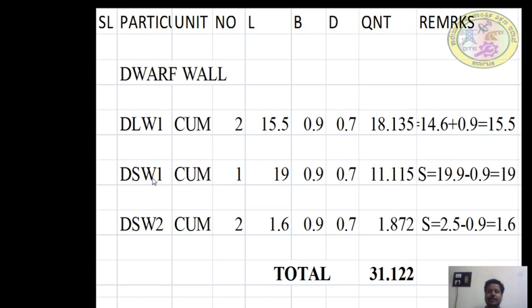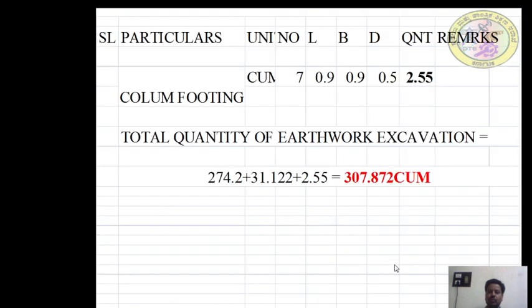So DSW1 in cubic meter, one number. Consider 19.9 minus 0.9, the short wall minus the breadth, so it equals 19. So 19.9 into 0.9 into 0.7. In the same way, calculate the dwarf short wall 2 in two numbers, 1.6, 0.9 into 10. The total quantity is 31.22. Adding those, the last one, column footing, is nothing but 7 numbers, 0.9 into 0.9.